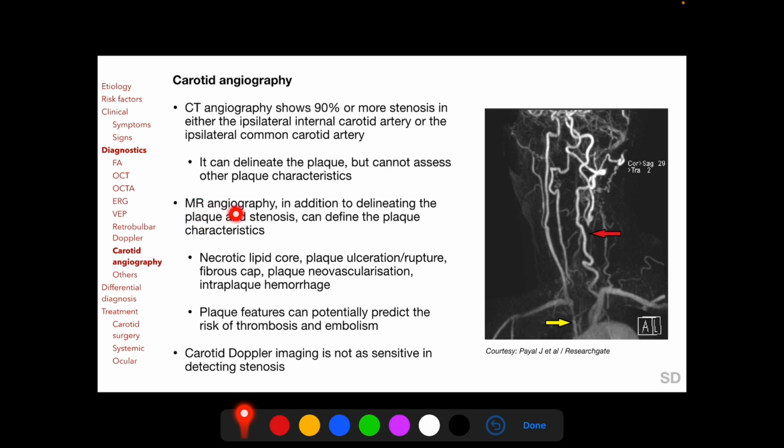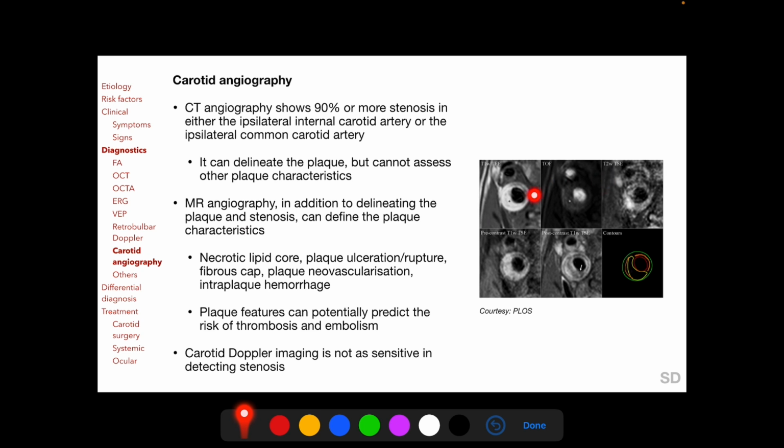Magnetic resonance angiography, as seen here in this photograph showing obstruction of the left common carotid artery, in addition to delineating the plaque and the stenosis, can define plaque characteristics as shown here in this photograph, and these plaque characteristics can potentially predict the risk of future thrombosis and embolism.